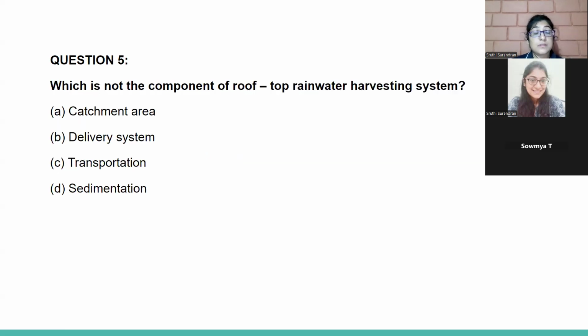Now, which out of this is not a component of the rooftop rainwater harvesting system? We are talking about a rooftop rainwater harvesting system alone, and there are various components to it. So, which out of these four options is not a component of the rooftop rainwater harvesting system?